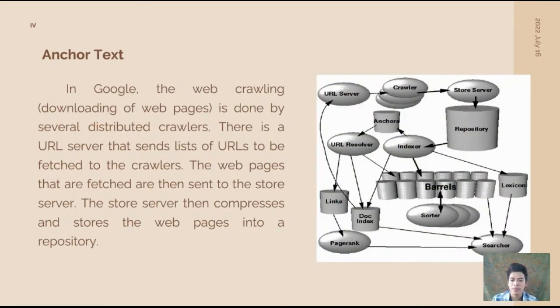I will be discussing the system anatomy. In Google, the web crawling, or downloading of web pages, is done by several distributed crawlers. There is a URL server that sends lists of URLs to be fetched to the crawlers. The web pages that are fetched are then sent to the store server, which compresses and stores the web pages into a repository. Every web page has an associated ID number called a doc ID, which is assigned whenever a new URL is parsed out of a web page.